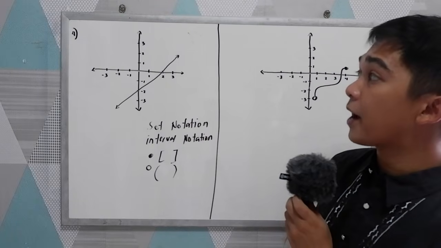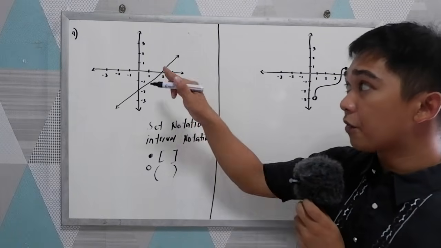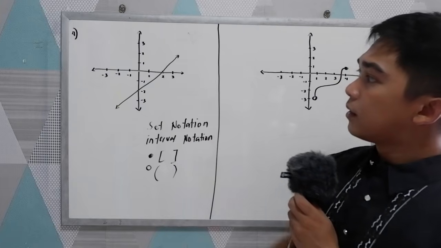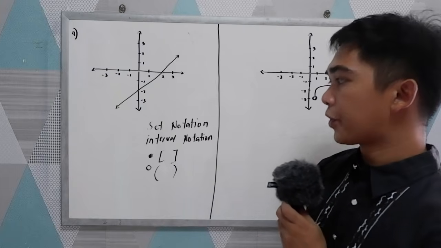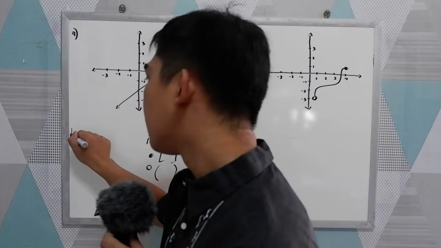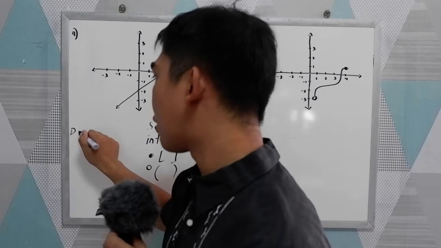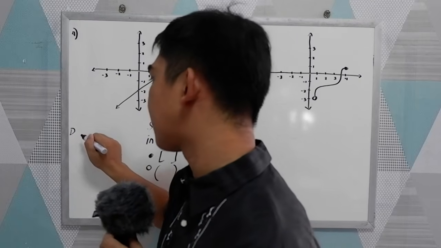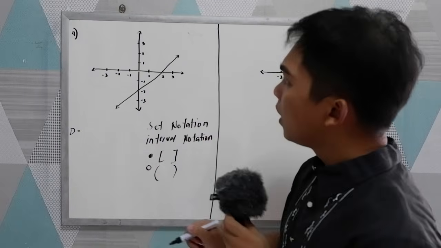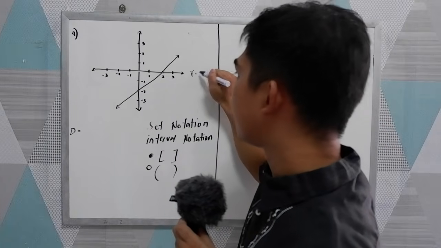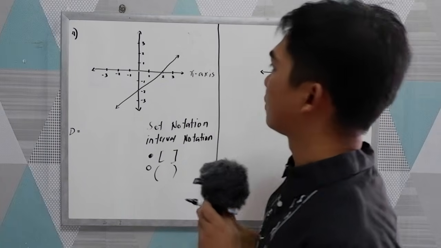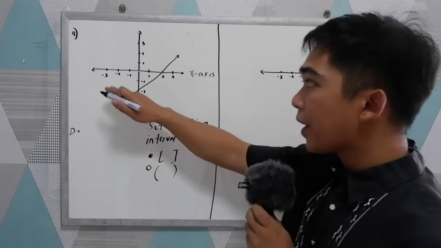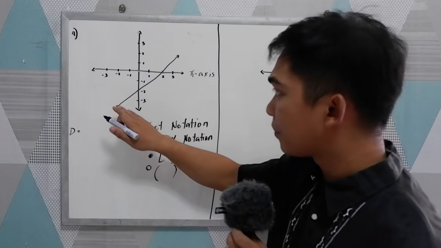Now let us first find the domain and range of our graph in number 4. Okay. Our domain, our possible inputs for the x-axis. This is our x-axis. Studying our x-axis and graph.